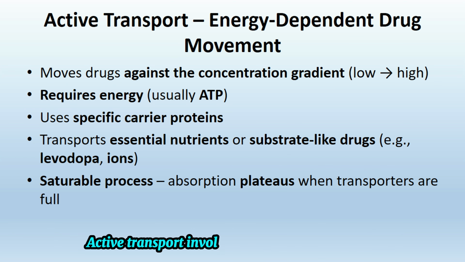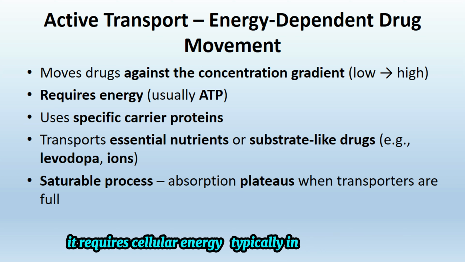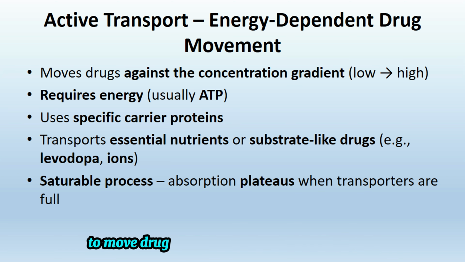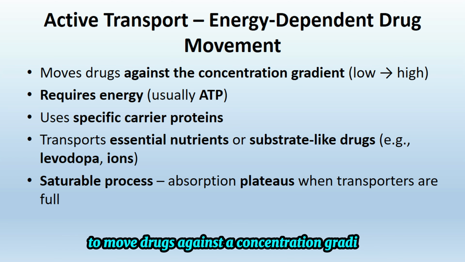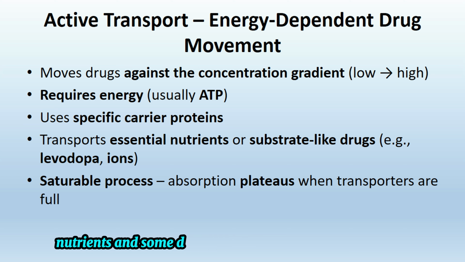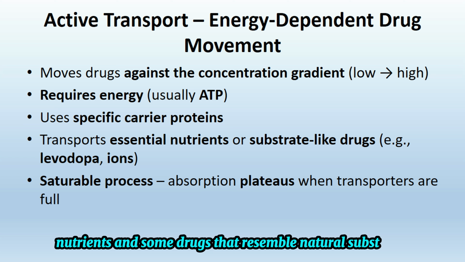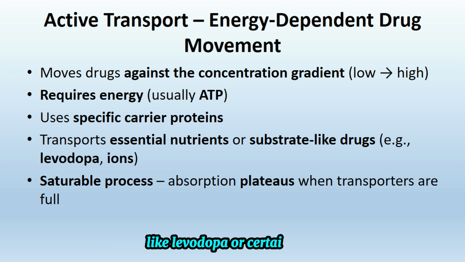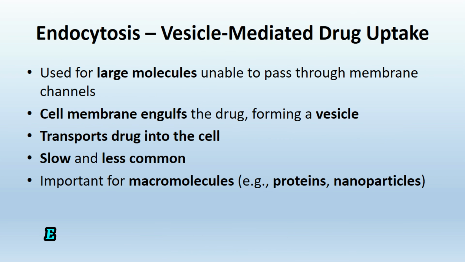Active transport involves carrier proteins as well, but in contrast, it requires cellular energy, typically in the form of ATP, to move drugs against a concentration gradient from low to high concentration. This method is often used by essential nutrients and some drugs that resemble natural substrates, like levodopa or certain ions. It's a saturable process, meaning that once all transporters are occupied, the absorption rate plateaus.